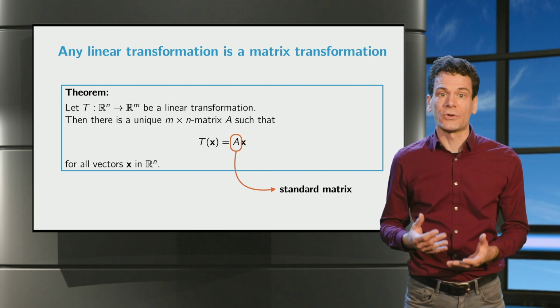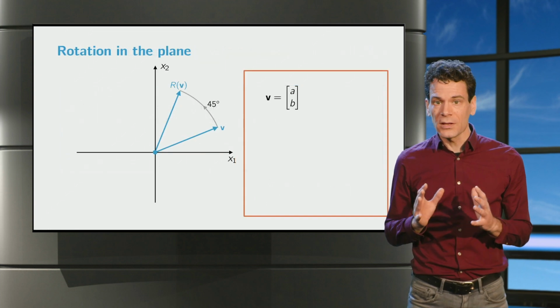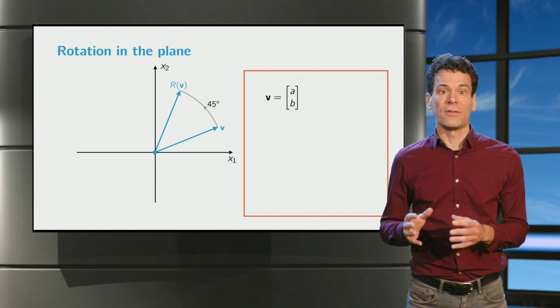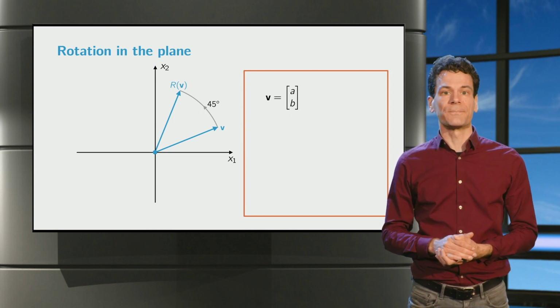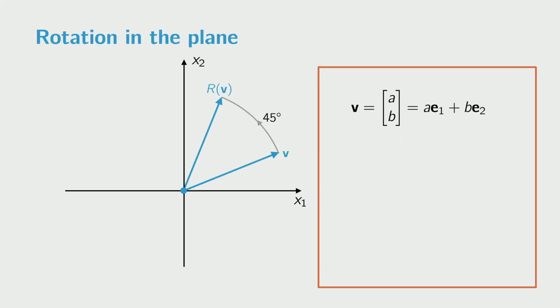Let me show you how this works by looking at an example that we saw in an earlier video. Suppose you want to rotate a vector v with components a, b by 45 degrees counterclockwise. The trick is to write v as a linear combination of the standard unit vectors. Then R of v is equal to R of a times e1 plus b times e2. And because R is a linear transformation, this is equal to a times R of e1 plus b times R of e2.